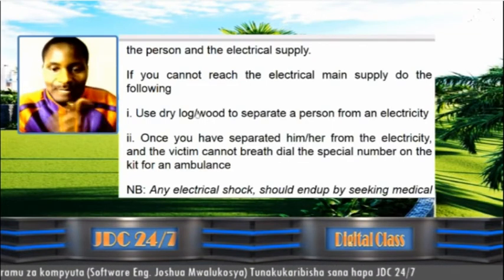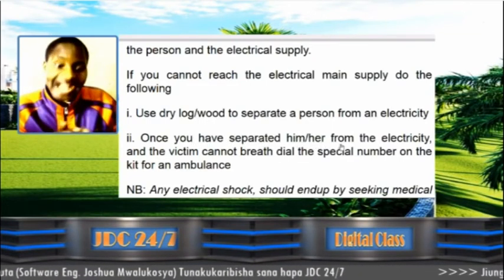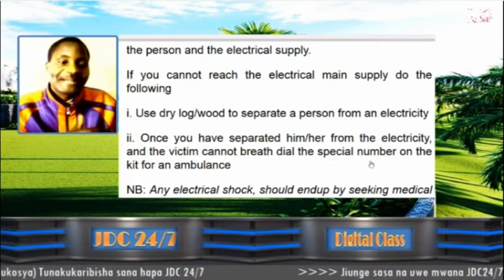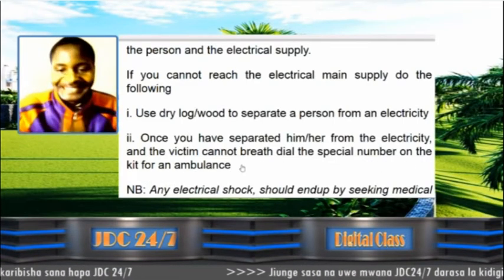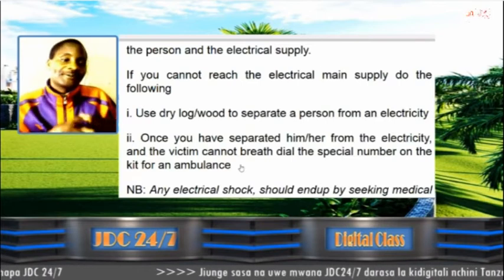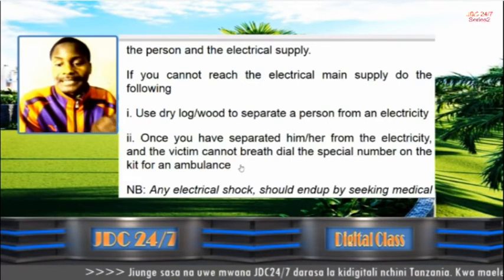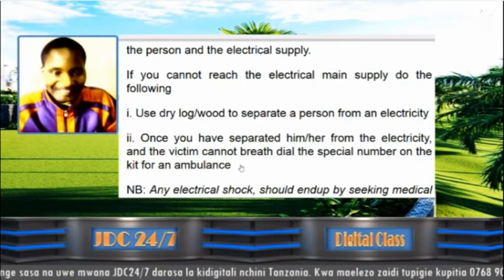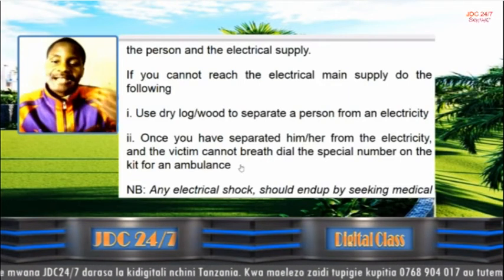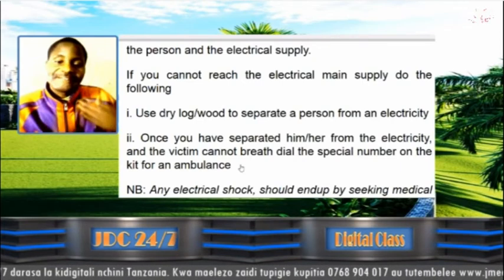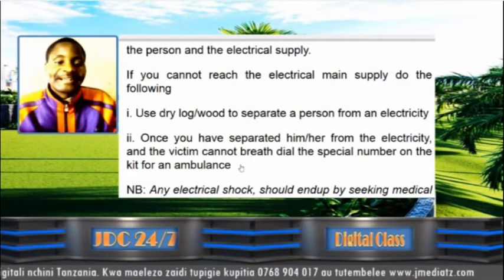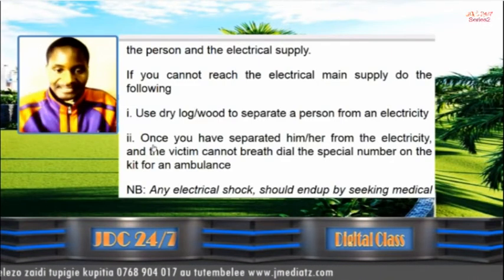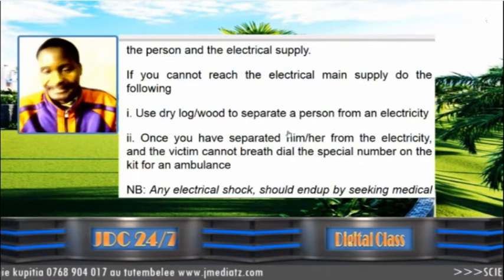That's all. Now, once you have separated him or her from the electricity and the victim cannot breathe, dial the special number on the kit for an ambulance. So in the first aid kit, there must be the call number for emergencies, so that when it happens, after giving first aid, you call for an ambulance for the person who is shocked. You call that special number found on the kit, right?